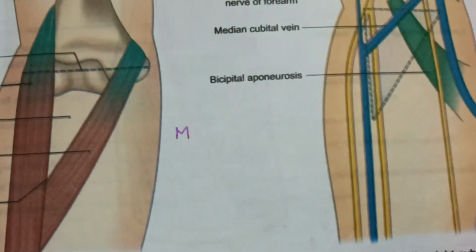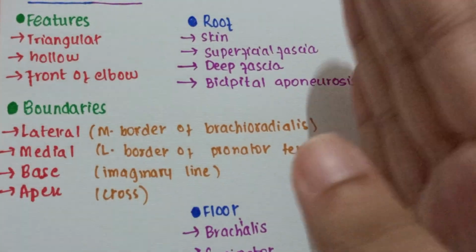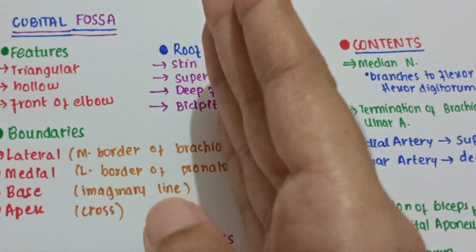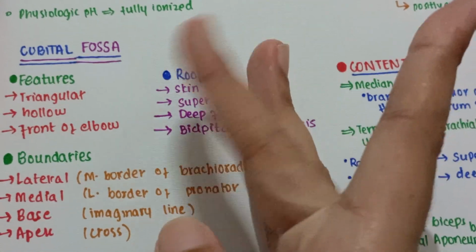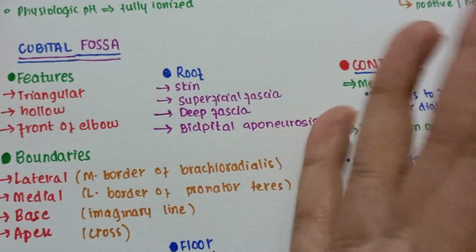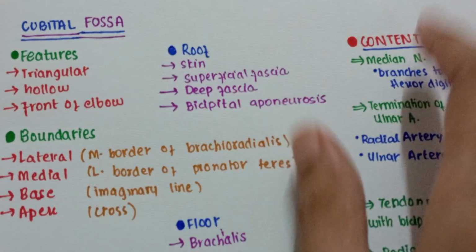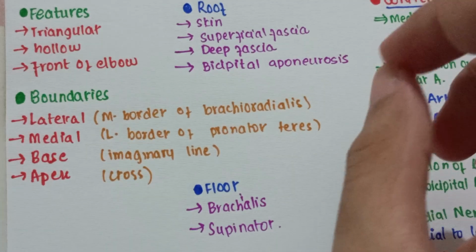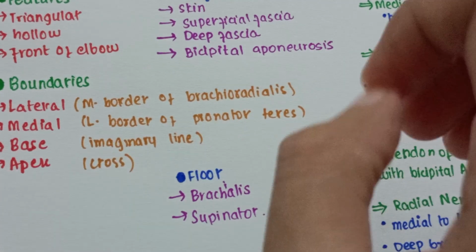So now let's discuss the content of the roof. So we know that our roof consists of four parts. Let's move from superficial to deep. First we have our skin, then superficial fascia, then deep fascia, and the last one we have our bicipital aponeurosis. And in the superficial fascia we have our median cubital vein that connects the basilic vein and cephalic vein together.